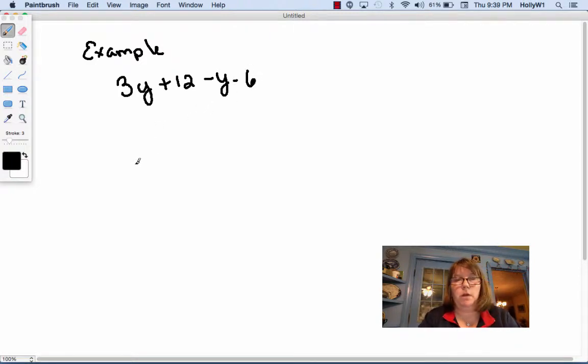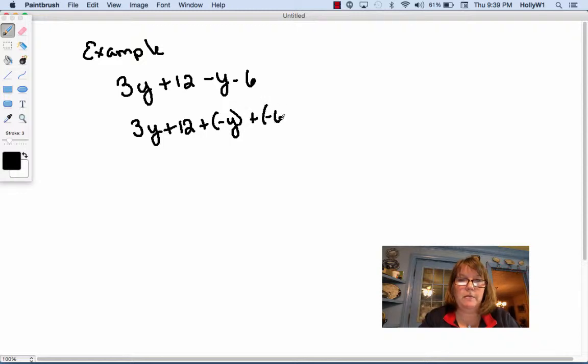As you start working with algebra, one of the things that's really important is that you write each of the steps. Don't try to shorten any steps. It leads to errors. So we're going to rewrite it like we did to identify terms. We're going to rewrite it as addition. So 3y plus 12 plus a negative y, because we're adding the opposite, plus a negative 6, again, because we're adding the opposite.